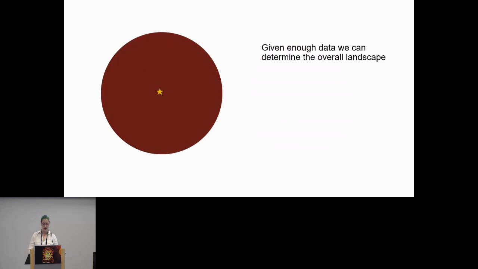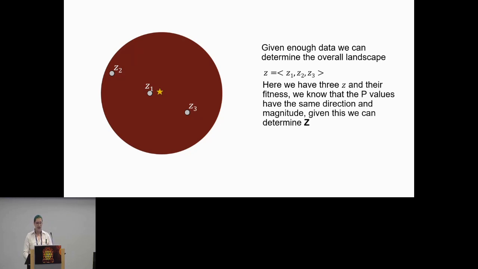Now, because of this, and given enough data, we can actually determine the overall landscape. So if we have the fitness for 3 points on the landscape, we'll know which of these points actually share an ancestor. So we have 1,000 cell lines, but we have 17,000 genes knocked out in each of them. So some of the points are going to share an ancestor. And given that we know the mutational effect will always have the same direction and magnitude, regardless of which cell line it's applied to. So it will not have the same fitness effect, but it will have the same direction and magnitude.